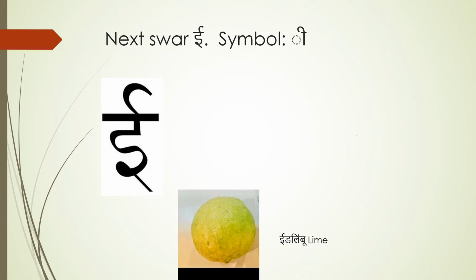Isn't that exciting? Well, before we do that, we first learn how to write the next swar, which is the long E. E. That's how you pronounce it. And when you are writing the spellings, this distinction between the short and the long is what makes your spelling as well as pronunciation correct. Let's see how we write it first.